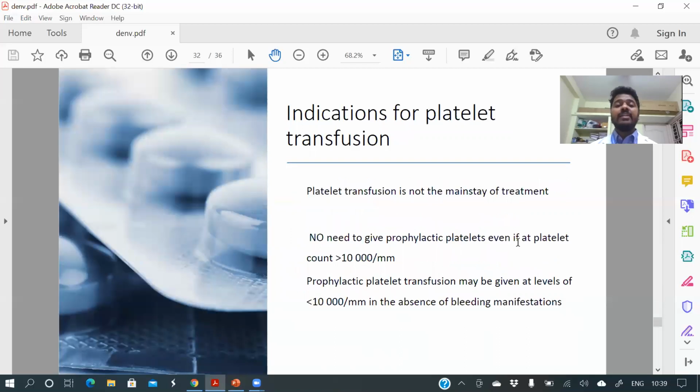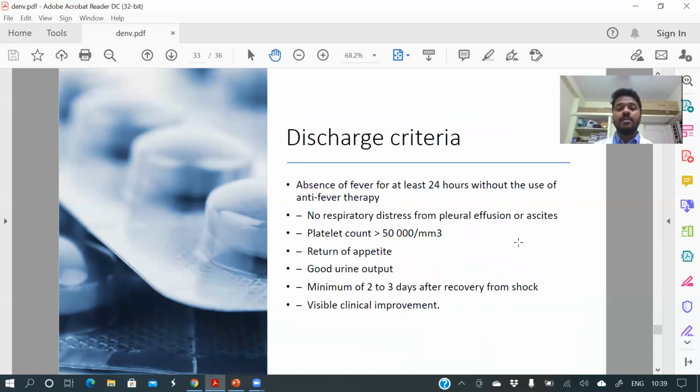So indications for platelet transfusion. Platelet transfusion is not the mainstay of treatment. No need to give prophylactic platelets, even if platelet levels are more than 10,000 per cubic millimeter. Prophylactic platelet transfusion may be given at levels of less than 10,000 per cubic millimeter in the absence of bleeding manifestation.